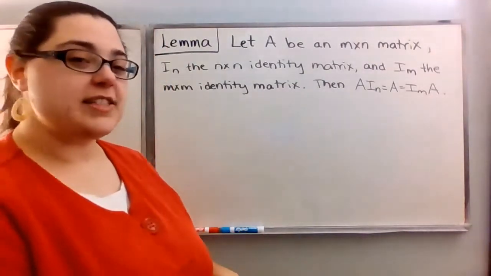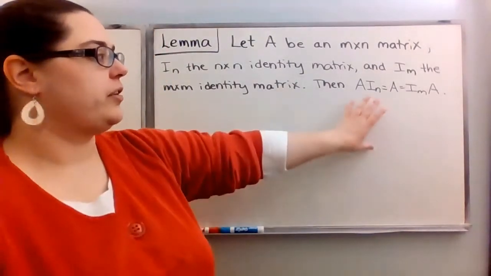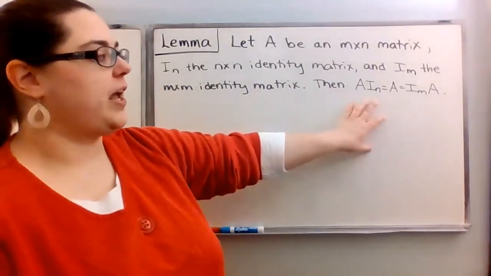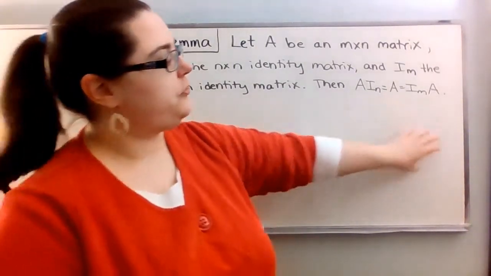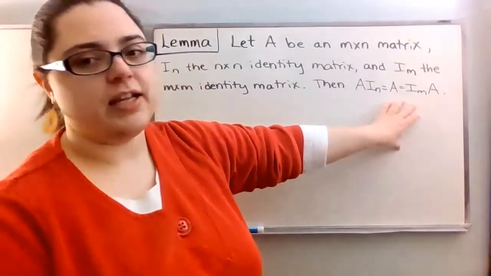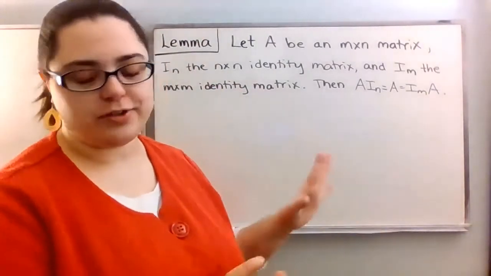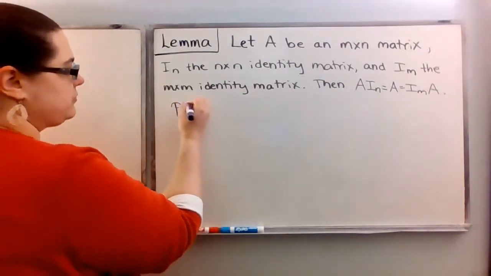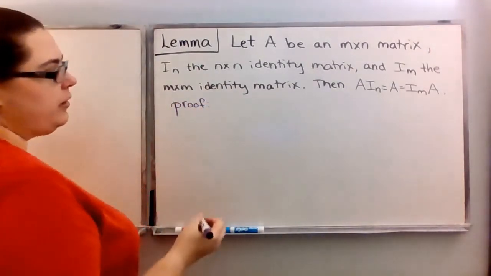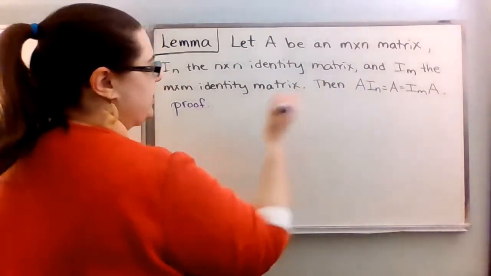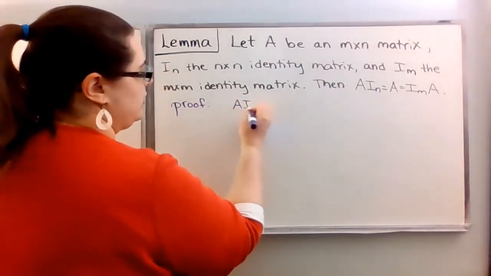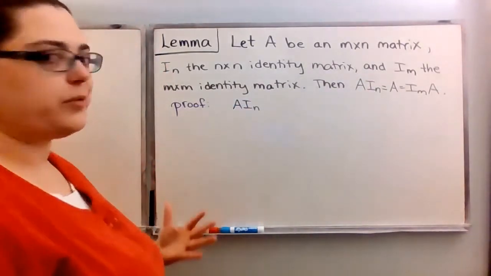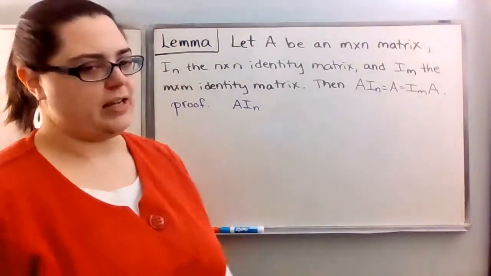So we're going to prove this theorem. We're going to show this first bit, that A times In is A. The proof for the other one, Im times A is A, is super similar, so we're just going to do one direction. We're going to start out by starting with this left-hand side, A times In, because that's one we can mess with, right? Can't mess too much with A.